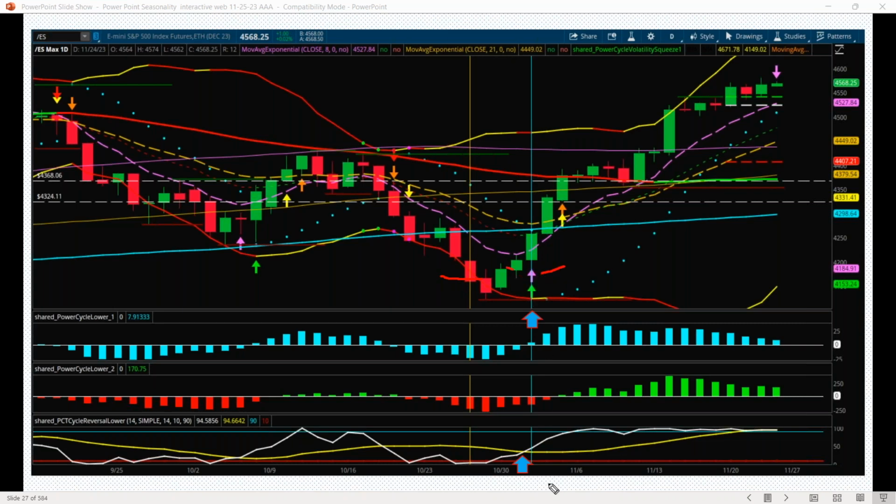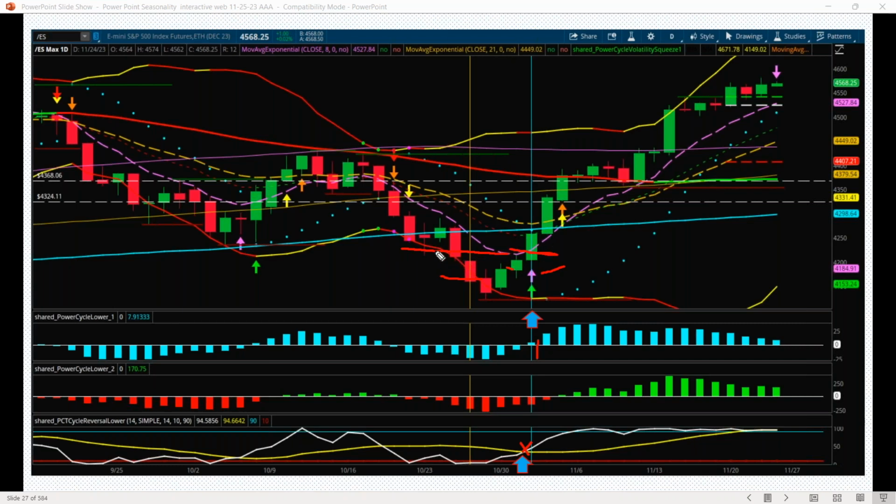See these two arrows? So we had a cycle reversal, and then we had momentum starting to push up. So you can see the entry would have been right in here. Now this one then had a little bit of equity drawdown, but you could move up.